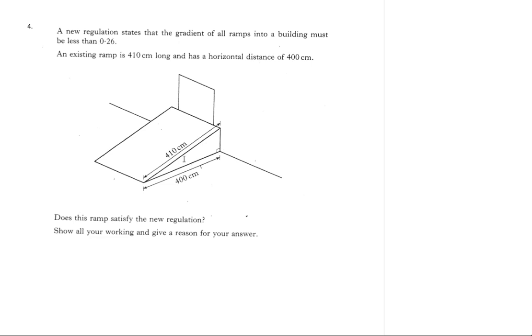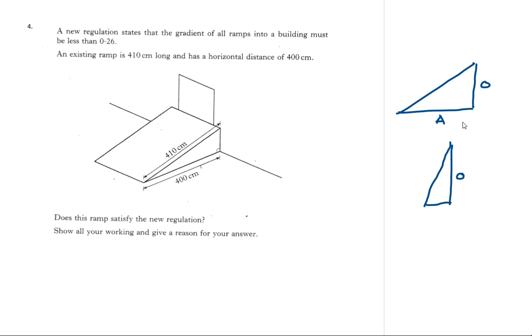The first thing you could do is use Pythagoras to work out this length if you wanted. But let's have a think about what the 0.26 means. We know that a gradient is the opposite over adjacent. It's how much you go up by how far you go. So if you go up a very far distance, but not along very far, it's a very steep gradient, isn't it?